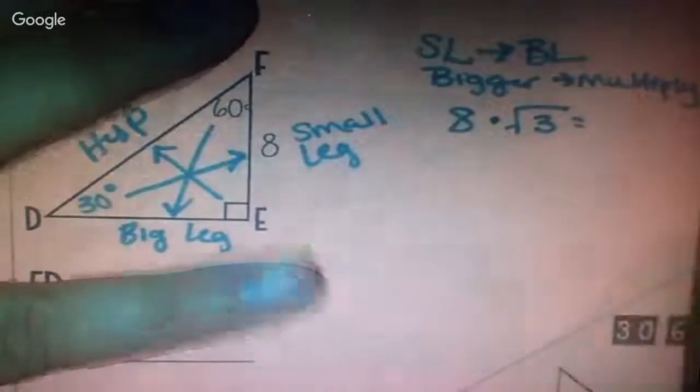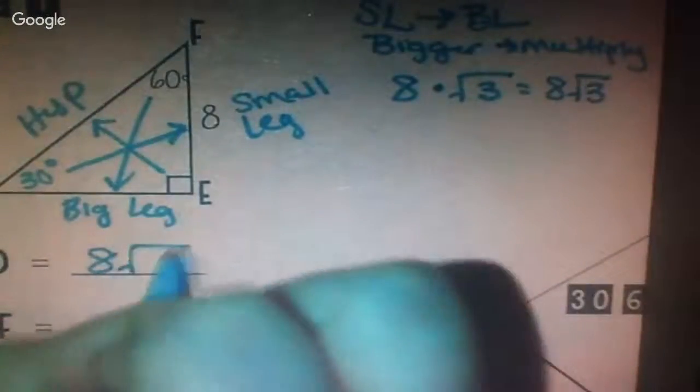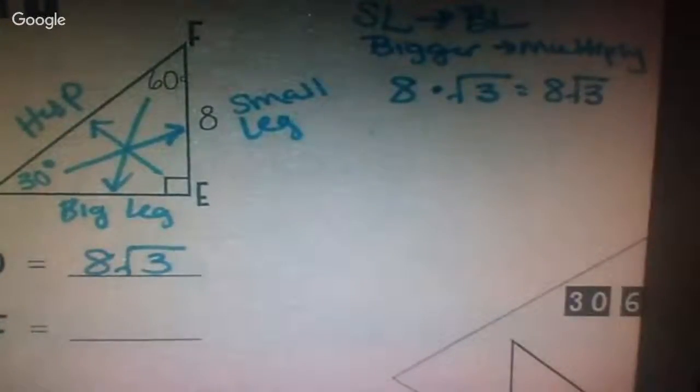And your rule here is we take the small leg times the square root of 3. So your 45, 45, 90 was the square root of 2 was my rule. Here, it's the square root of 3. Well, that's pretty easy. My big leg is 8 square roots of 3.